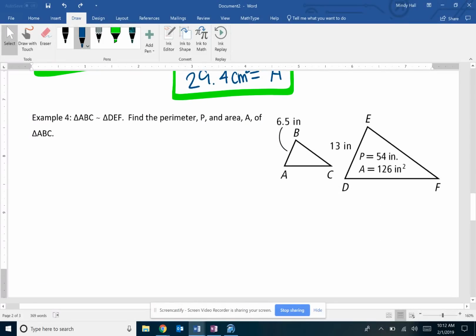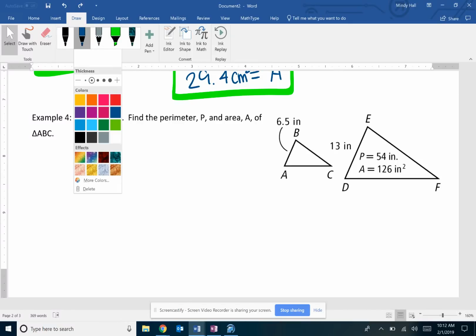So our next one, we have triangle ABC is similar to triangle DEF. So find the perimeter P and the area A of triangle ABC. So if you want, you can pause the video and try and do this real quick on yourself just by looking at the previous example.